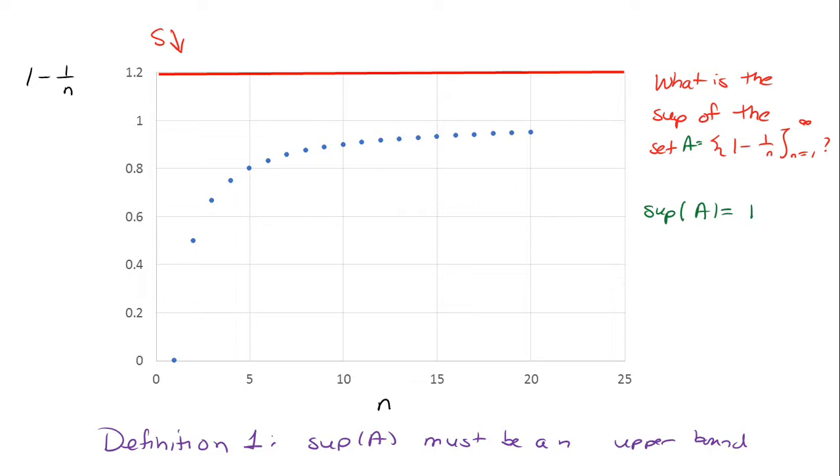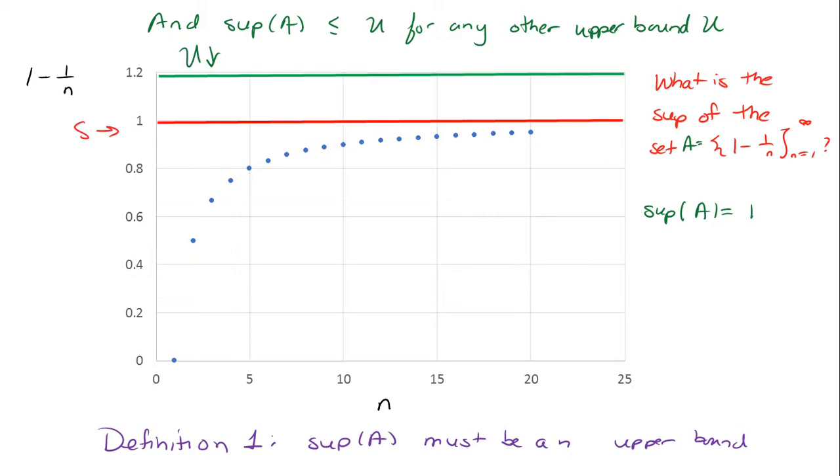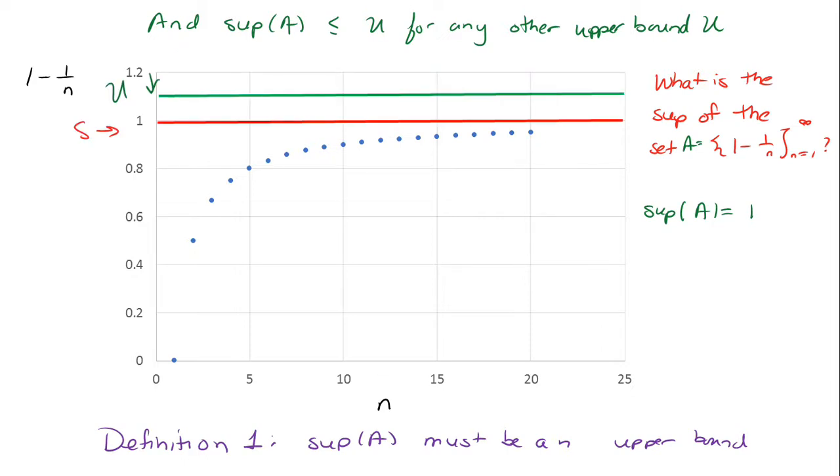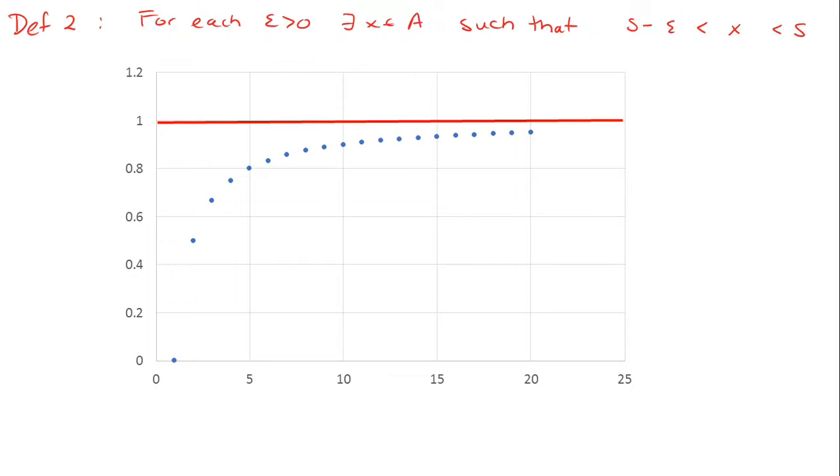There's an upper bound. But the second part of that definition says that the sup of A has got to be the best upper bound. So it's got to be an upper bound, but it's going to be lower than or equal to any other upper bound. So here's another upper bound, and my sup's got to be lower than that. And if I start taking that green upper bound down, my sup is always going to be lower than that. And my upper bound can't go below the sup because that's the best of the upper bounds. So that's definition 1, and I think we fully seem to understand definition 1.